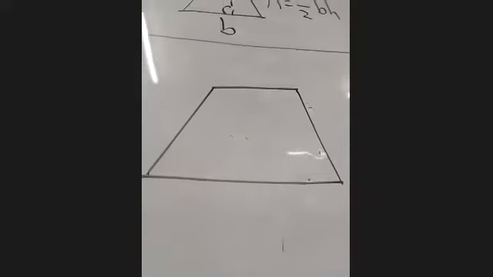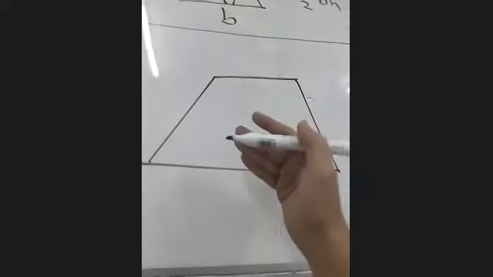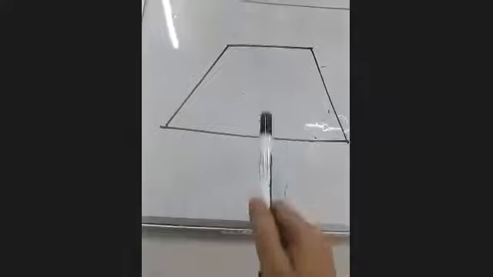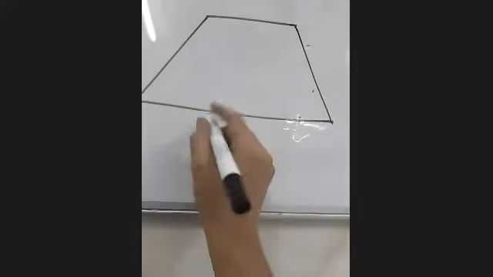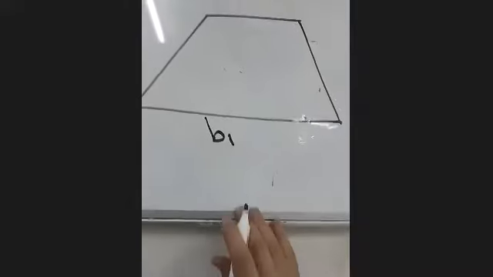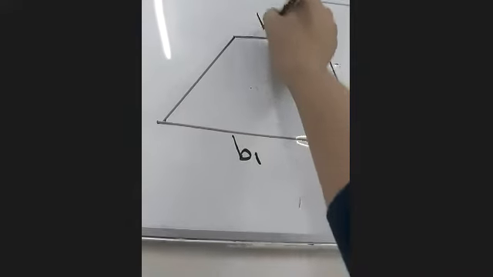Now in the trapezoid, because we have different sides, here we have one base because they are the same. But here we have 2 bases. This base and this base. I'll call this base 1 and base 2.